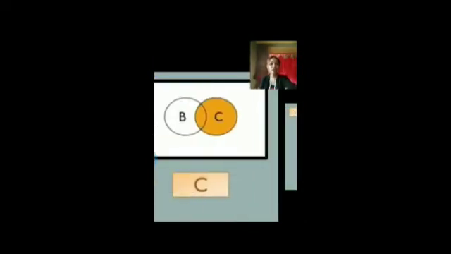Then, we are going to find the complement of B. When we talk about the complement of B, we will shade everything outside the set B, that is not B. Then, for the set C, we will shade only what is inside the set C.